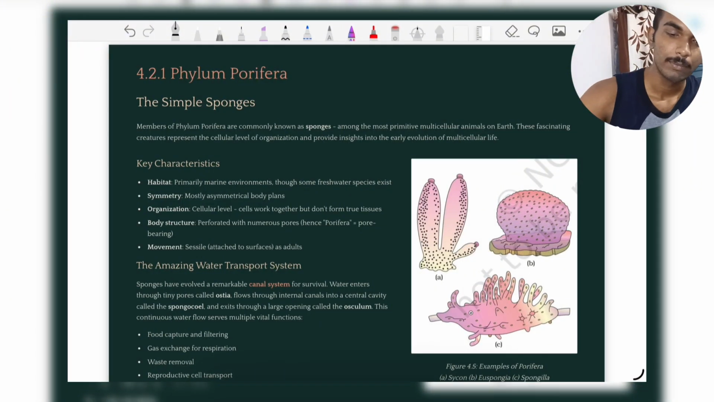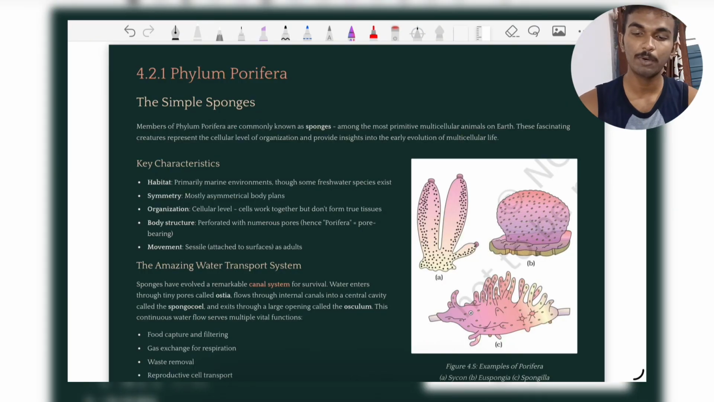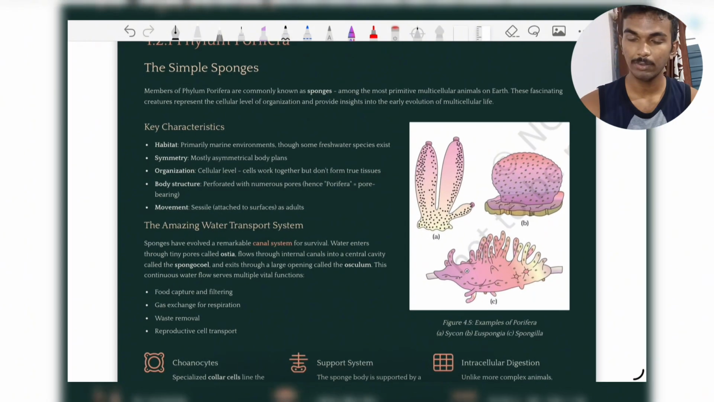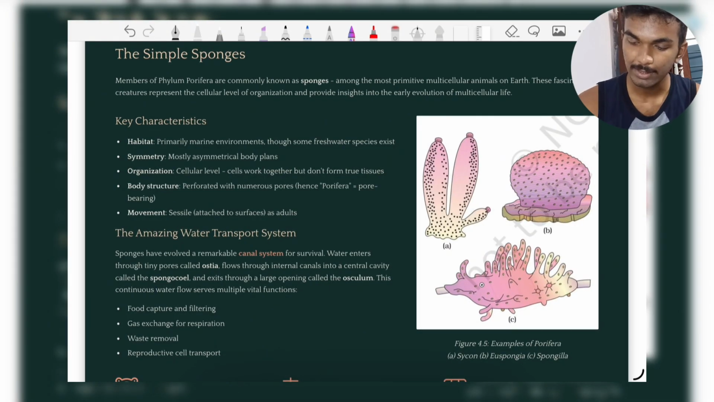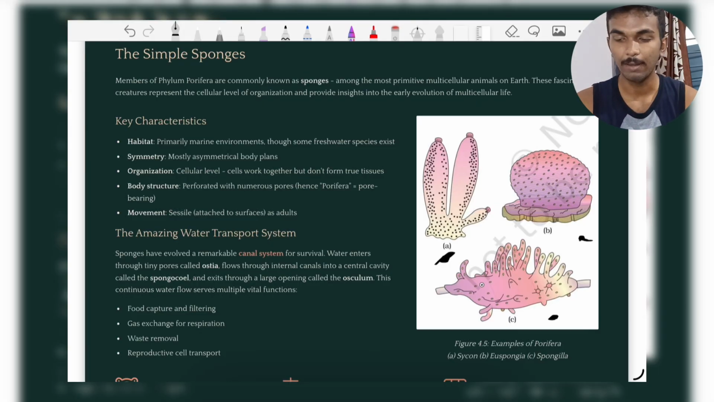Phylum Porifera, the simple sponges. Members of phylum Porifera are commonly known as sponges. Among the most primitive multicellular animals on Earth, these fascinating creatures represent the cellular level of organization and provide insights into the early evolution of multicellular life. Key characteristics: habitat, primarily marine environments, though some freshwater species also exist. Now, here you can see this is Scypha, this is Euspongia, and this is Spongilla.